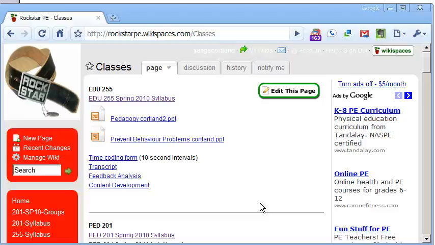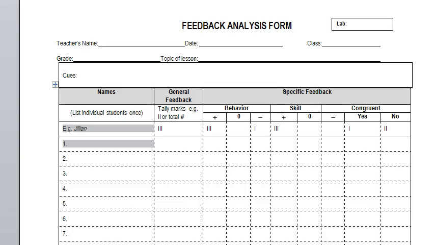Well, welcome class. This is the quick little screencast of how to use the feedback analysis form that you can find here at Rockstar Wikispaces under the classes tab. If you see down here, follow my mouse where it says feedback analysis, that's where you're going to double click and it's going to download to your computer, and you're going to end up with a document such as this. It says feedback analysis form.